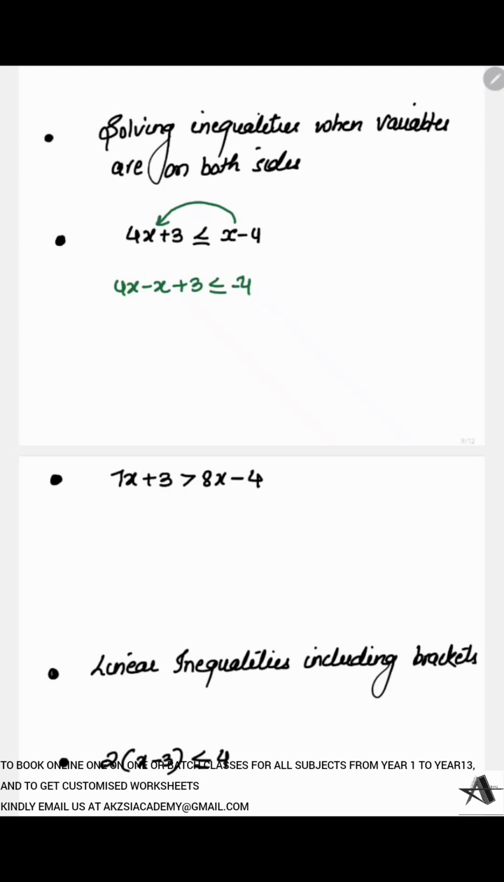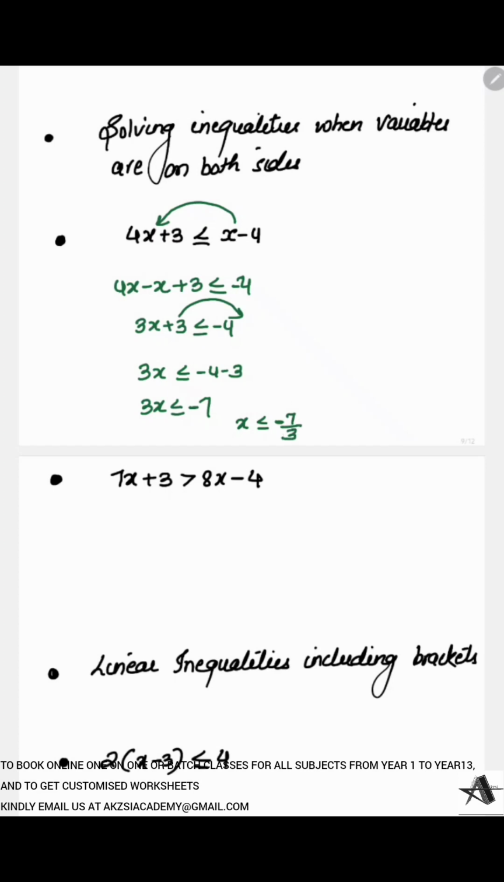4x minus x is 3x. If you subtract 1x from 4x, definitely 3x will remain. 3x plus 3 is less than or equal to negative 4. Now we need to bring 3 onto the right-hand side like this. 3x is less than or equal to negative 4 minus 3, so it's negative 7. 3x is less than or equal to negative 7. Now finally, to isolate x, you just need to divide both sides by 3. So x is less than or equal to negative 7 over 3.